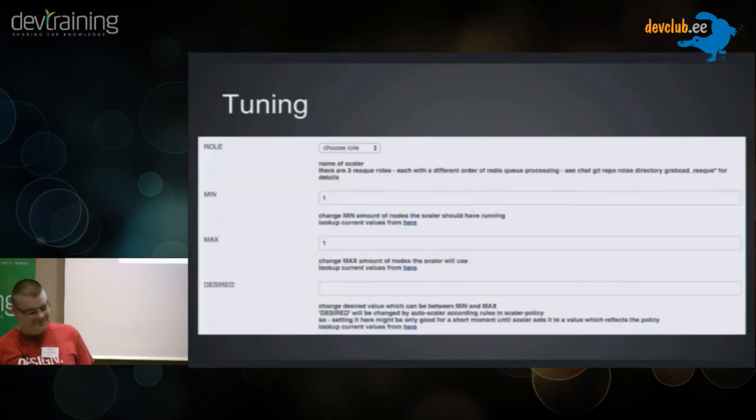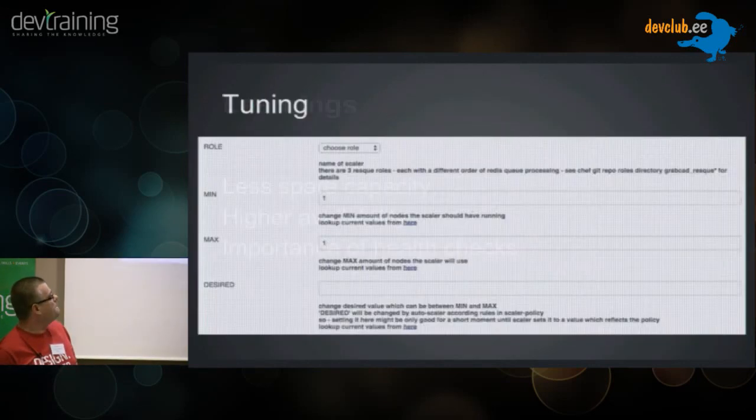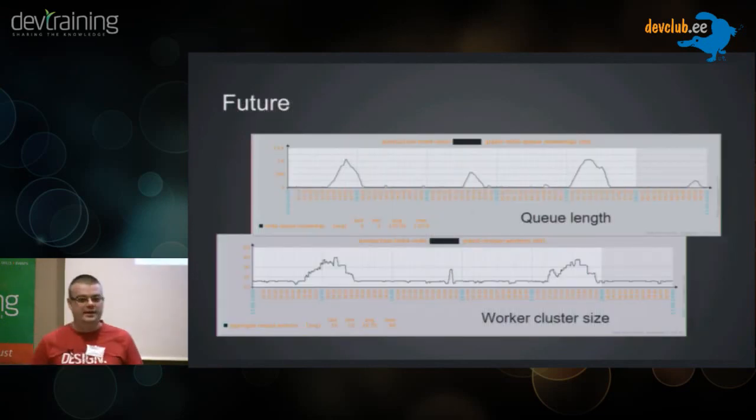In case you didn't notice, on the actual image a couple of slides back, the size of the cluster lagged behind the actual metric that we're watching. What we want to have is that shifted a bit. We are not there yet, but this is the plan basically.